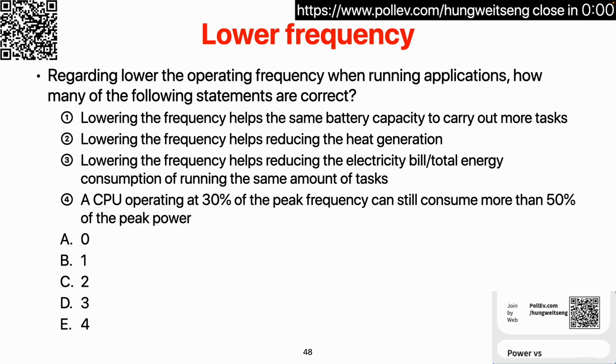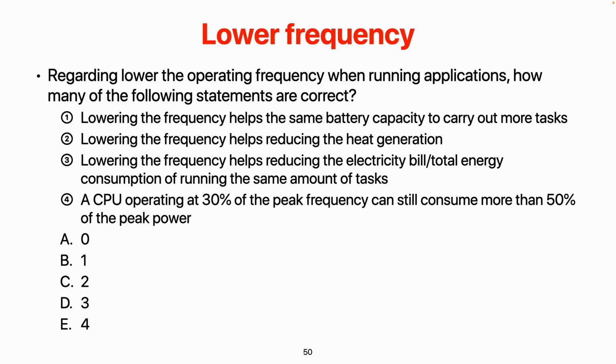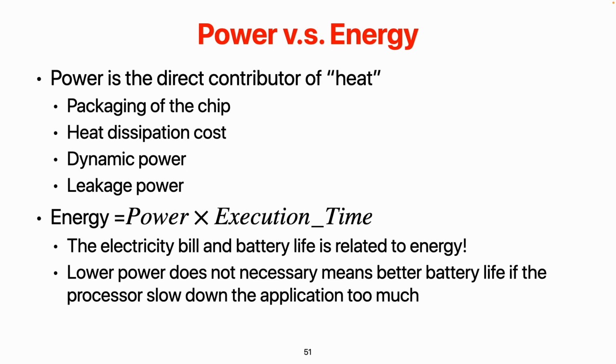Okay, so let's take a look. After discussion, more of you think the answer is C. So first of all, let's talk a little bit about the difference between power and energy. We refer to the fact that lower frequency gives lower power consumption. So some of you wonder, why don't we just always run the processor at the lower speed? What's the drawback of running the processor at a lower speed?